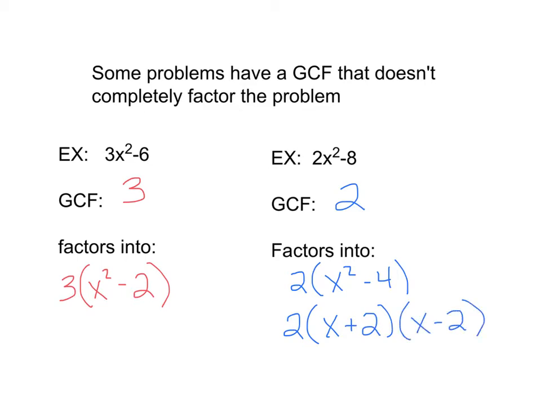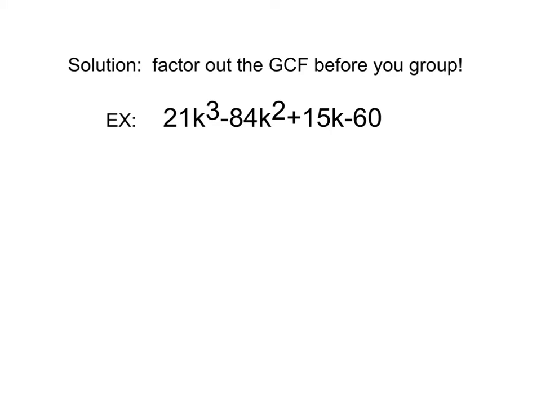Over here on the left, there is nothing that will fit into these two boxes that we know of that will make this true. So the thing to remember is that sometimes you have to pull out the GCF before you finish the factoring problem. So the last solution is simply this. Make sure that you factor out the GCF before you group and factor by grouping.